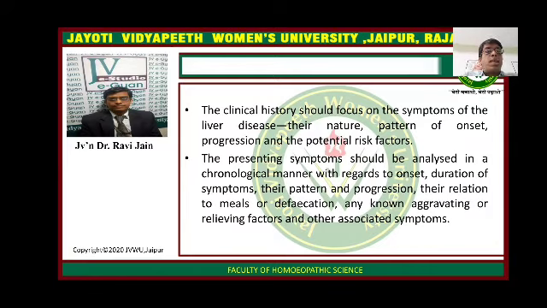So you have to write down the symptoms of the patient in a chronological manner in regard to the onset of the symptoms, the duration of symptoms, their pattern and their progression. In relation to the meals, the relationship to the meals we have discussed in the previous lecture of the GI symptoms, or defecation, any known aggravating or the relieving factors and associated symptoms have to be noted down.